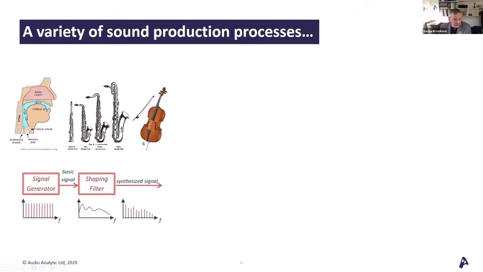It could be a pipe for a saxophone, it could be a box with holes for a violin, but it's essentially one type of production process, which is an excitation, which is shaped by some kind of equalization of the excitation, into the variety of sounds that the voice or the instrument can produce.